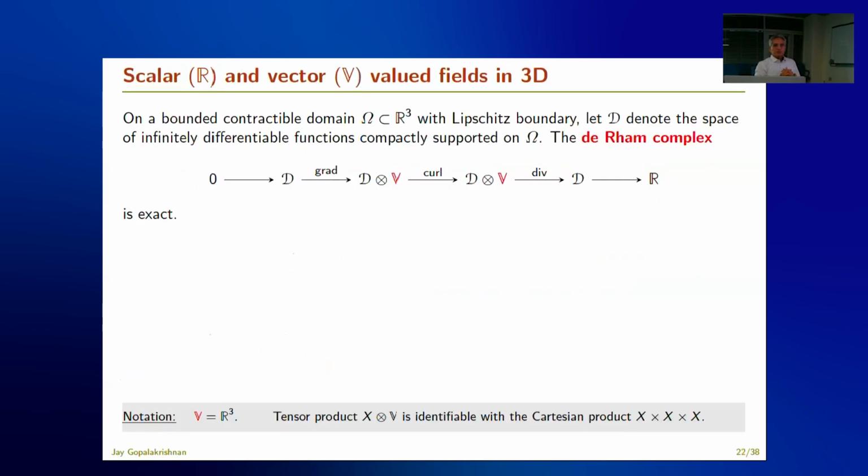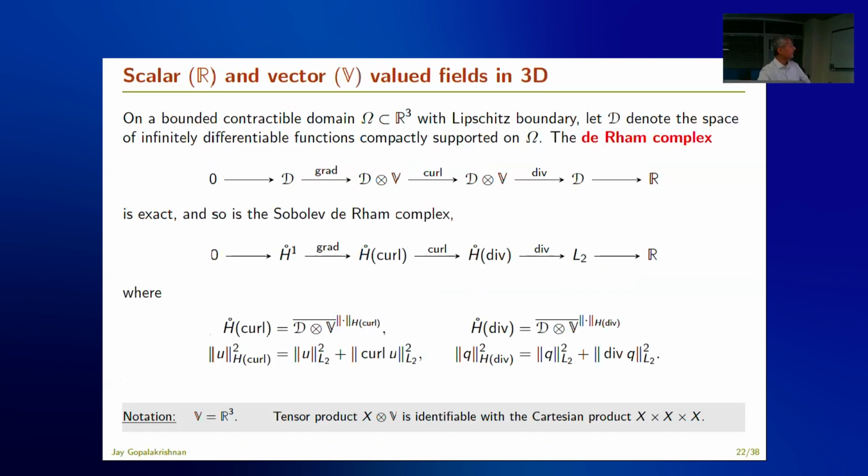Now we go back to the classical de Rham complex of mathematicians before finite elements and so forth. Let's look at a simple domain without any topological complications, a bounded contractible domain. The curly D is the space of infinitely differentiable functions which are compactly supported on omega. So if you have the set of smooth functions and you apply the gradient, you get smooth vector fields. You apply the curl, you get smooth vector fields. You apply the divergence, you get smooth scalar fields. This is the de Rham complex. And it is exact if the homology is trivial.